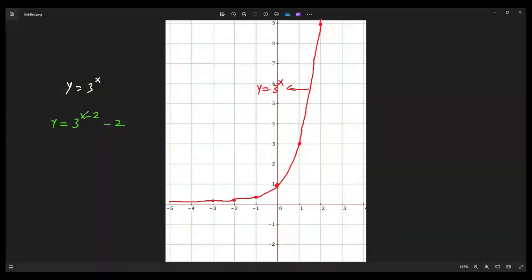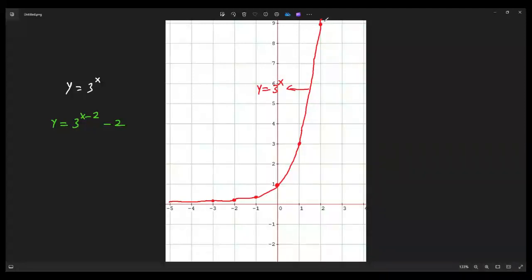So to get the graph of the given function, I'm going to apply 2 transformations to the graph of the basic function. That is, I'm going to shift the graph of the basic function 2 units to the right horizontally and 2 units down vertically. So okay, let me do this transformation for each point on the graph of the basic function.